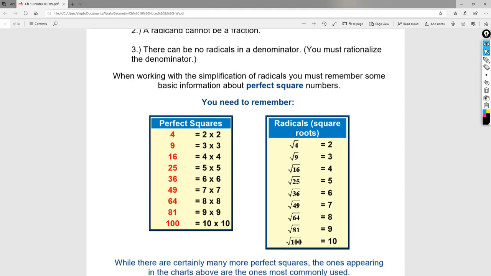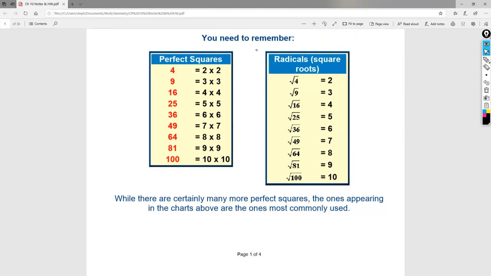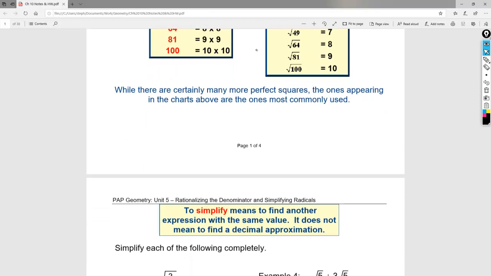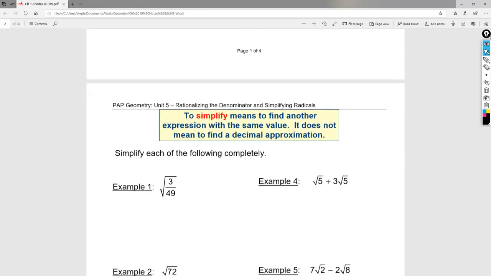It really helps if you know your perfect squares. So I would say this is the bare minimum that you should know. I would recommend you know up to 20 just to help yourself out with some of the bigger numbers. I would actually expect you to know 11 and 12 as well. And then 13 through 20, if you don't already know them, it's something that I would take a look at. It'll certainly help you out as you go through Algebra 2 next year.